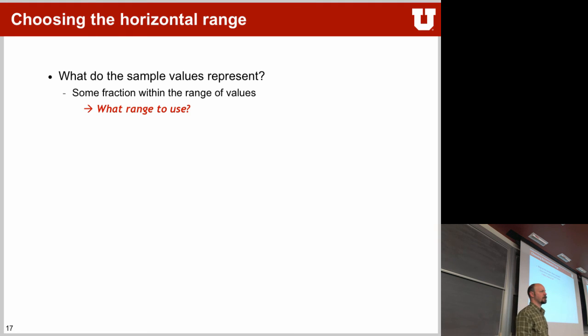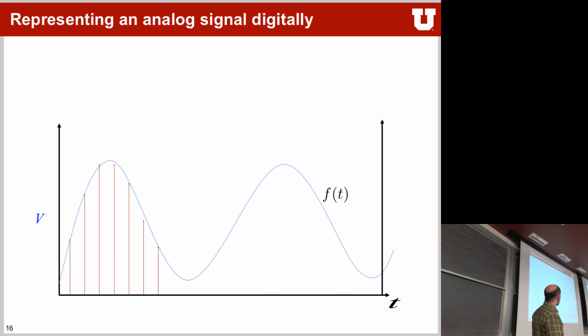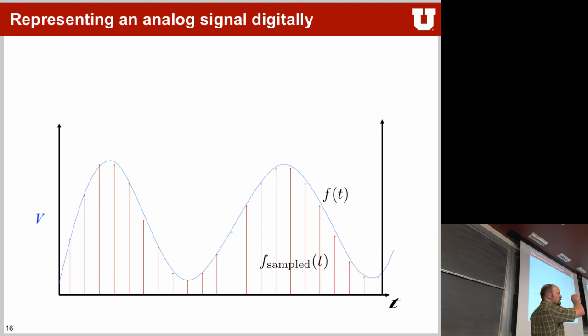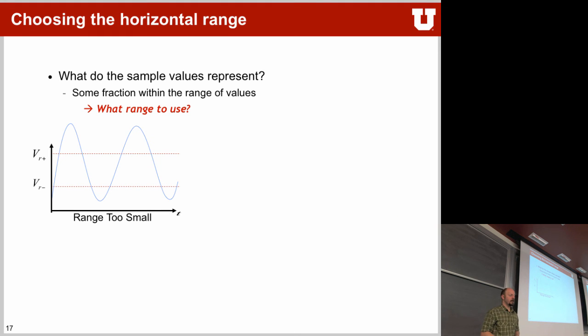So what range should we use? If we measure something like this, we need to decide how much we actually expect on the input. If we take our signal and say we are only interested in between VR minus and VR plus here, what will happen is we cut off certain amounts of the signal that we won't see.